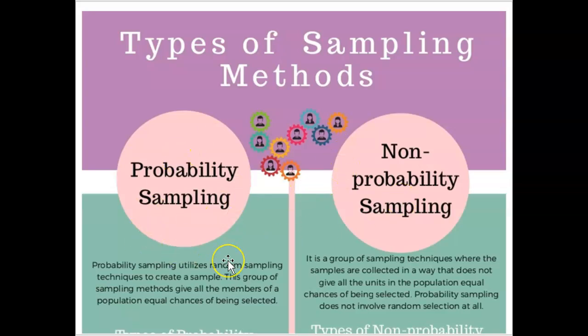So the question I have for you before I end this video is, which type of sampling is better? Is it better to random sample, or is it better to not random sample? Which is stronger? Which has less chance of bias? I'll answer that in the next video.